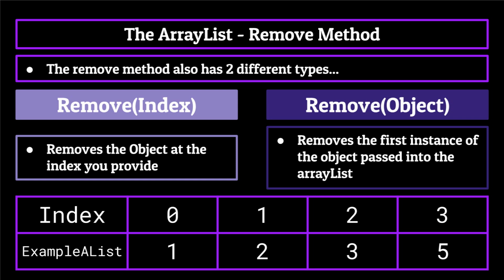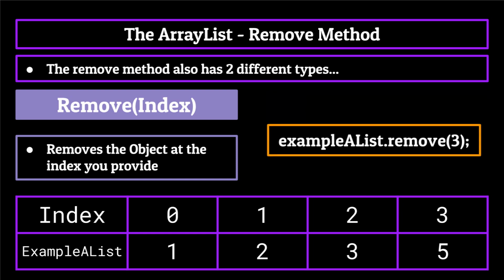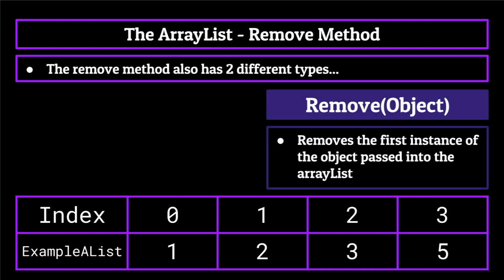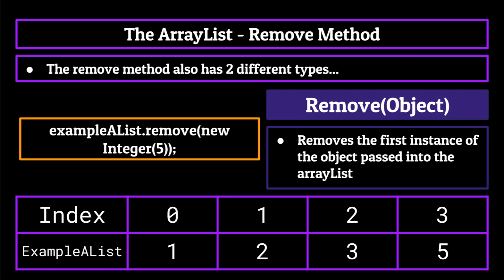So if we wanted to remove the number 5 from our array list, we would have two different options. We could call exampleAList.remove, and inside the parentheses, place the index of the value we want to remove, in this case 3, and the program will remove the object at index 3. The other option would be to run another remove method, only this time pass in an integer object of 5.